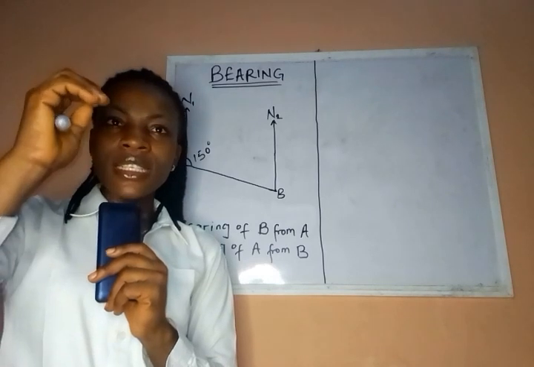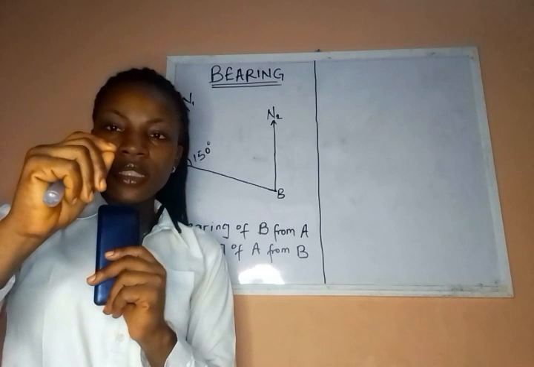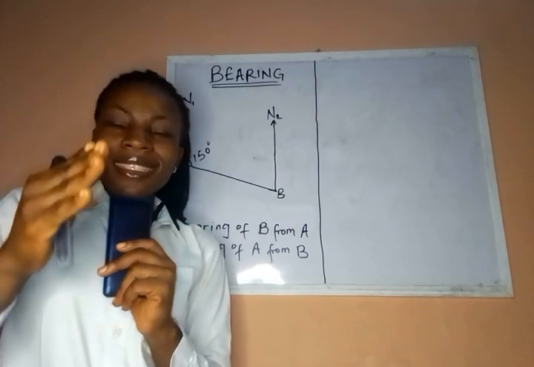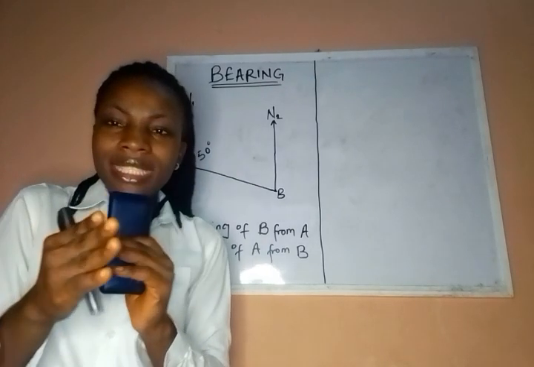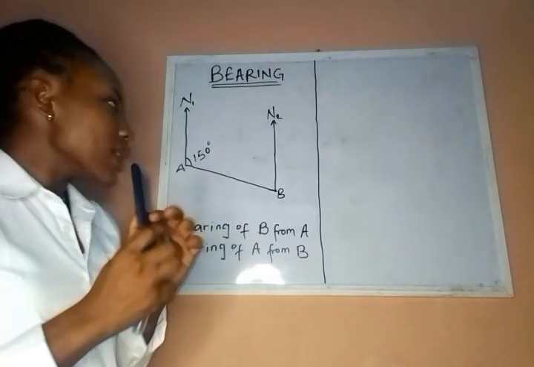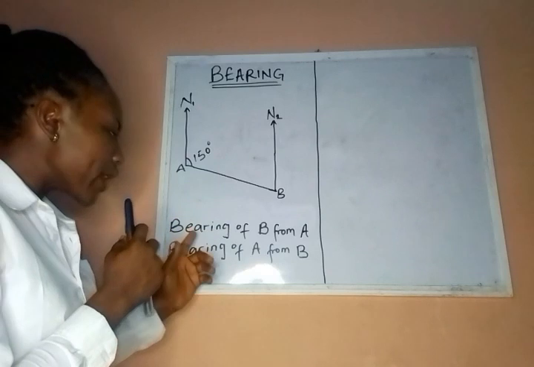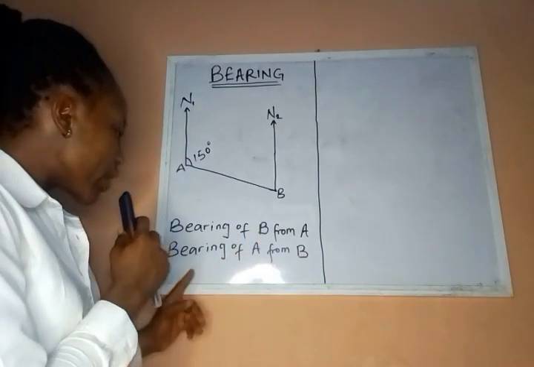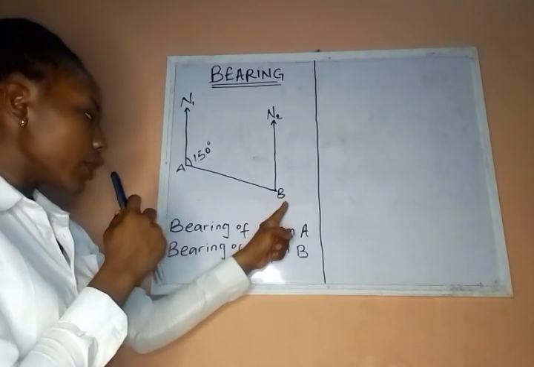What it means is that while measuring the bearing of any point, of any town, of anybody, they start their journey from north. They begin their journey from north. See what I mean with this example we have here. Here we are asked to find the bearing of B from A and also the bearing of A from B. This is our point A, this is our point B.